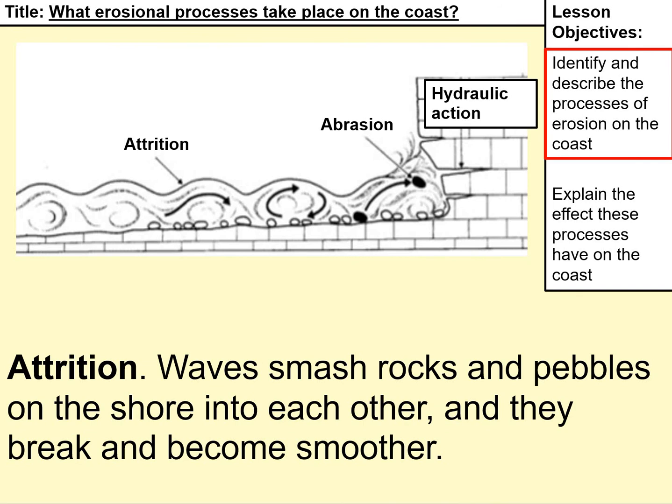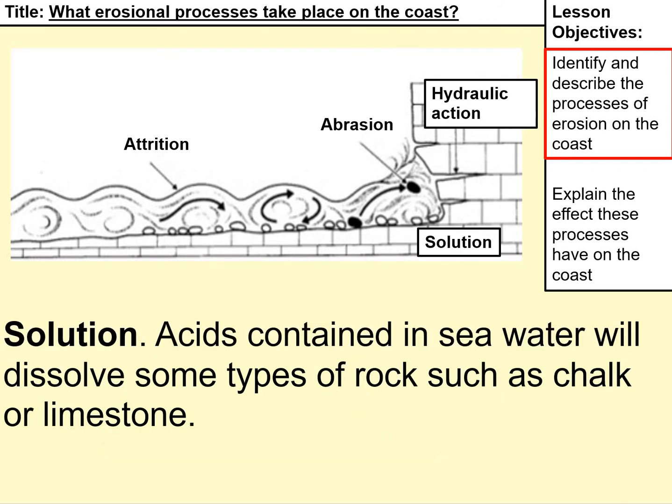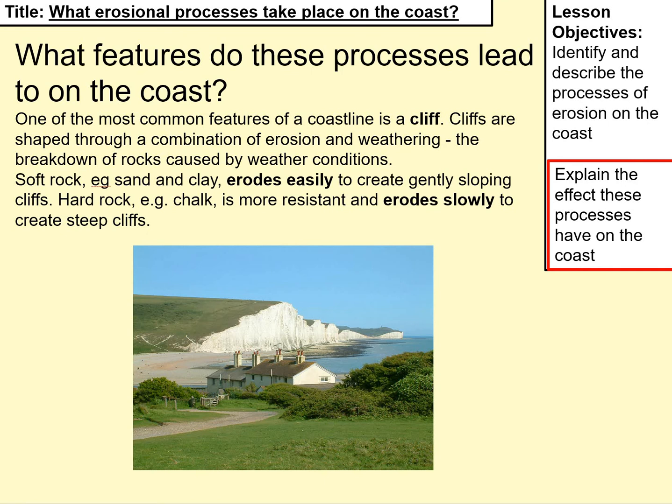You have attrition, which is when you've got lots of materials within the waves that are moving and hitting against each other, and they are actually breaking and smoothing each other down as they are hitting against each other, but they are also hitting against the cliff surface and further eroding it. You've then got solution, which is the acids in the salt water that are dissolving some of the cliff faces and the materials they hit against, such as chalk or limestone. They're very susceptible to solution.